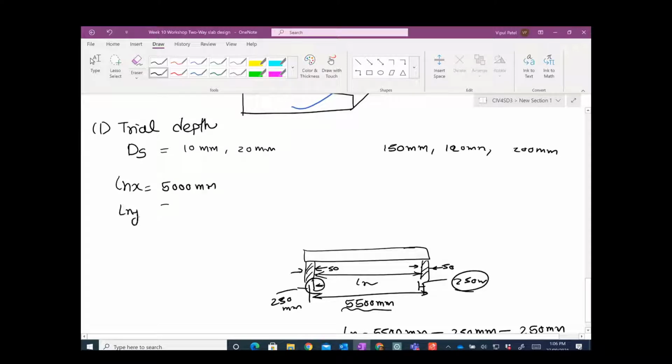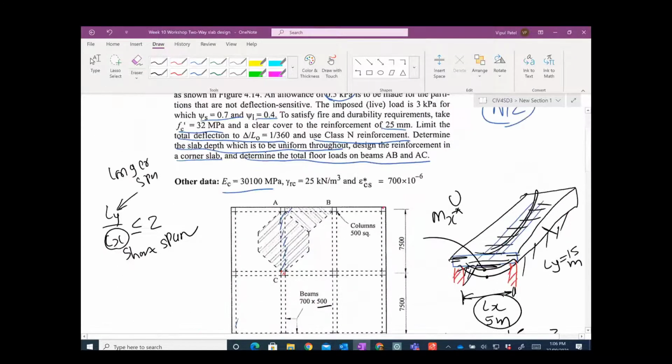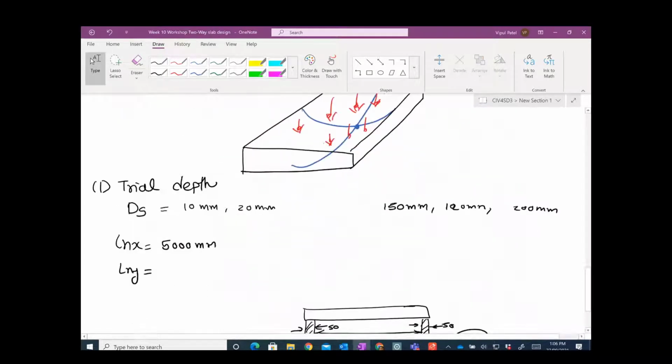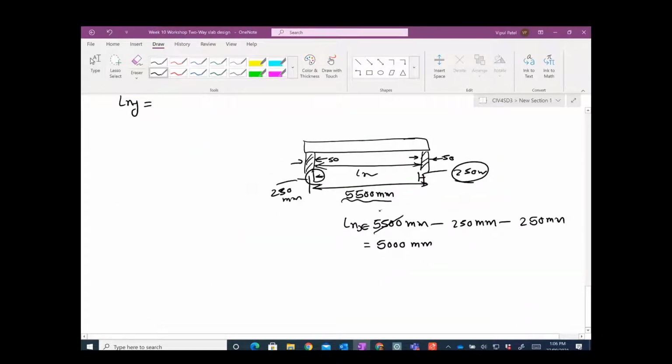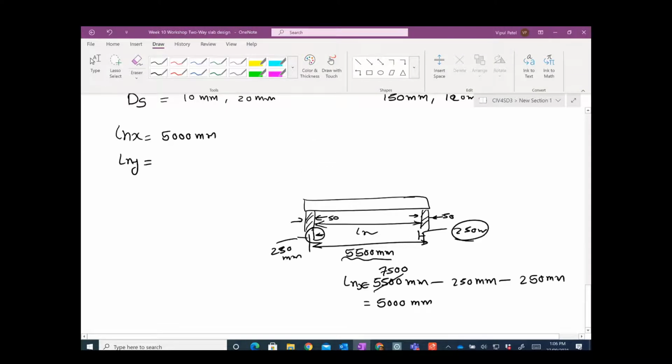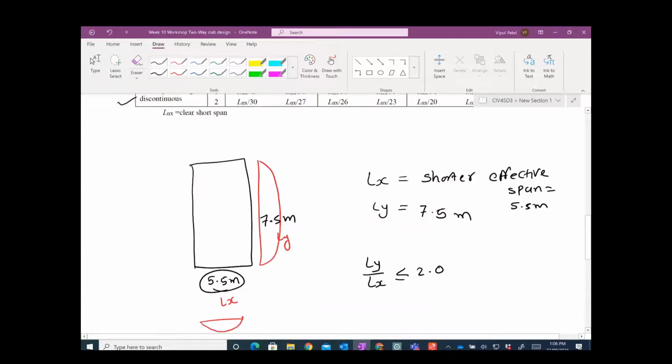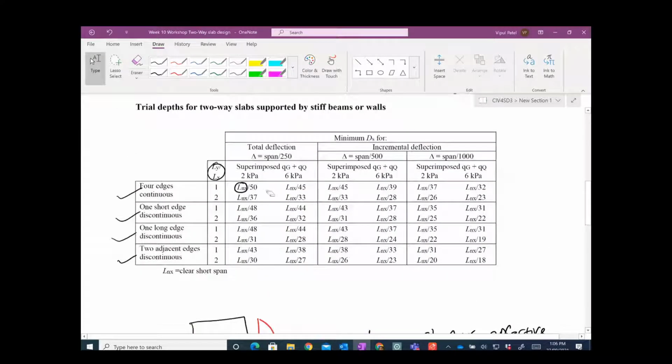Similarly, you can also find lny. Again, you can use the same notation. Instead of 5000, you can put 7500, so you have 7000 millimeters. But here we just need to control by lnx. The good thing is you have this control by lnx that you need to control.